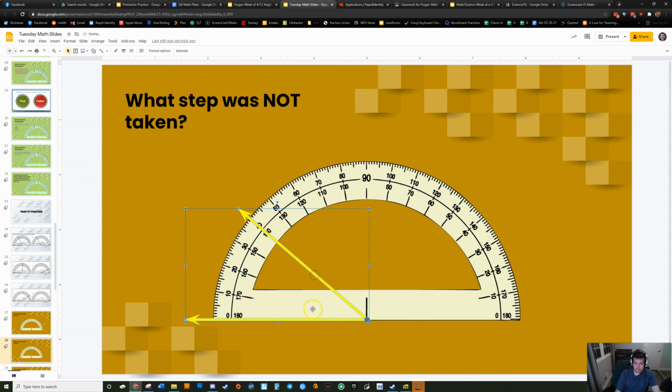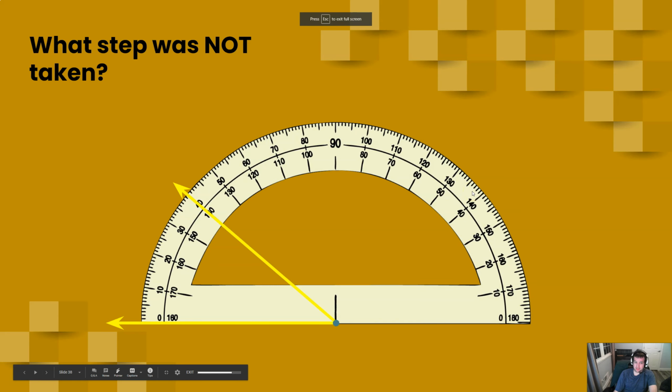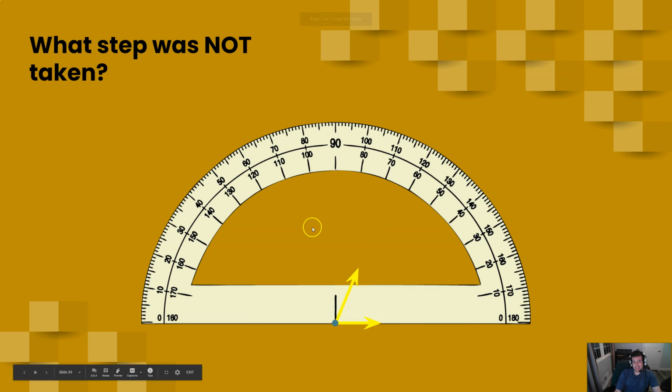And then if I put it on the center point, you see how it's actually bigger than that? It's actually a 40-degree angle. Just a common mistake that I see students do whenever they're using their real protractor. Now take a look at this guy.